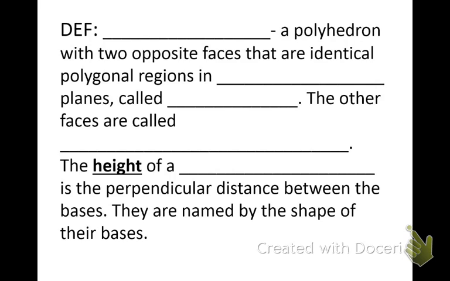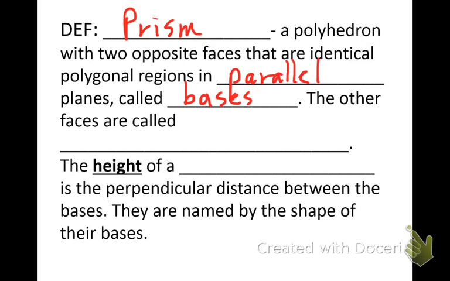Prism. A prism is a polyhedron with two opposite faces that are identical polygonal regions in parallel planes called bases. The other faces are called lateral faces.